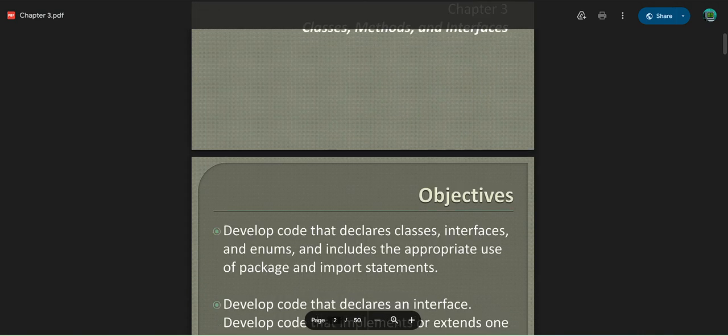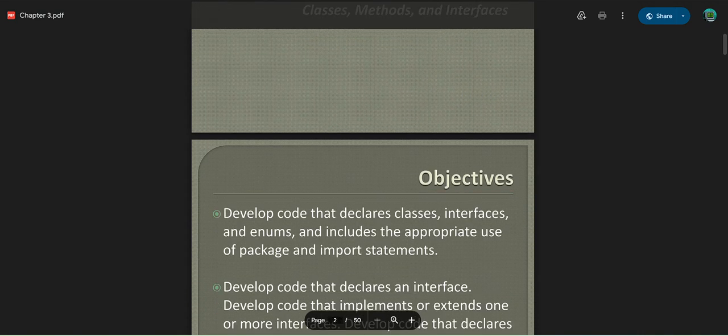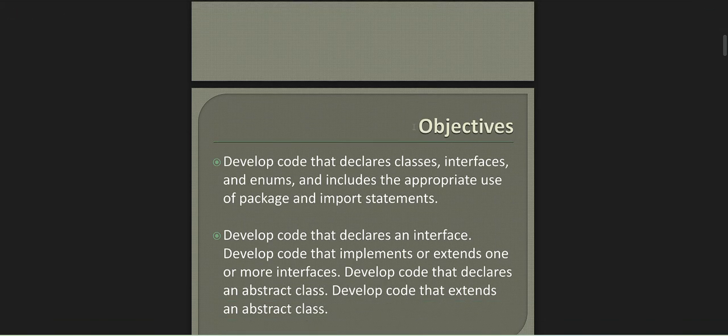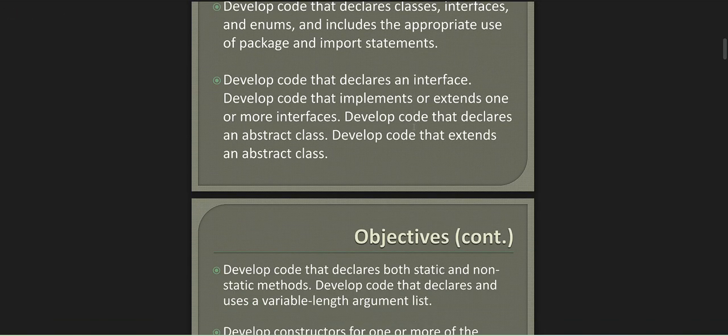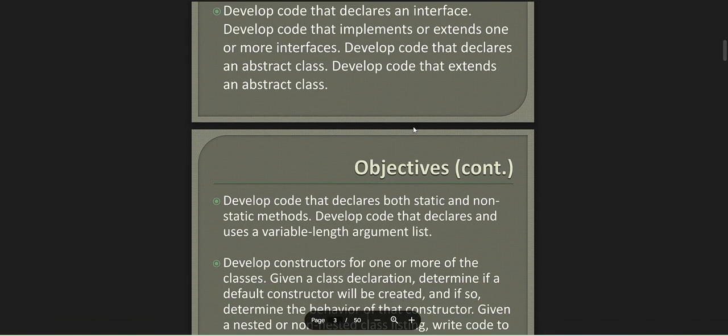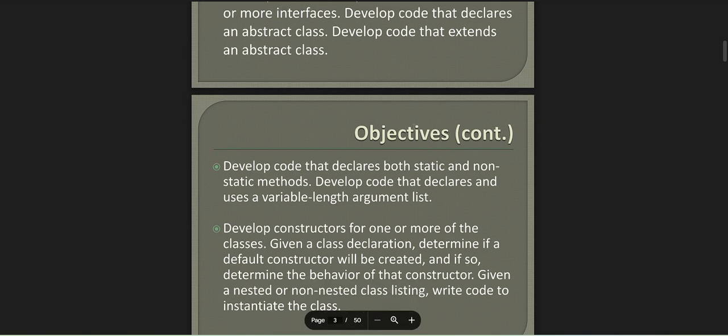Java programming class method. Develop the code that declares the class, interface, and enums, and include the appropriate use of the package and import. Develop the code that declares an object, and develop the code that declares static and non-static methods. Develop the code that declares a variable-length argument list.